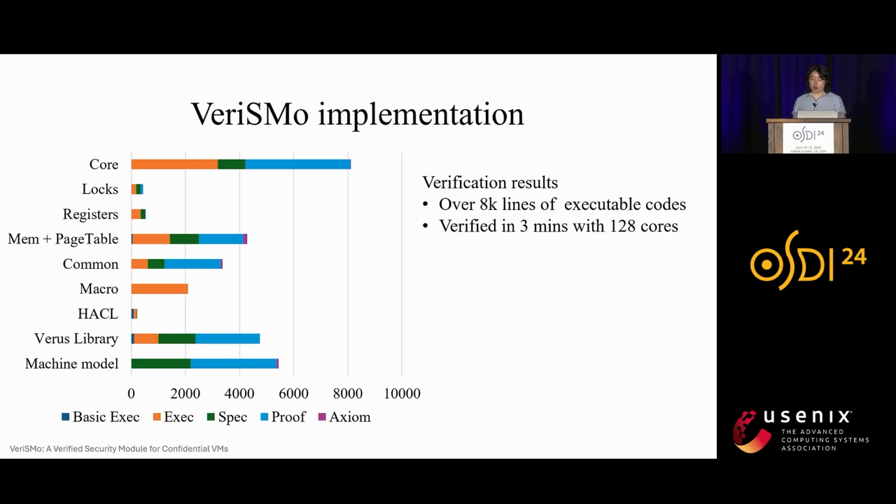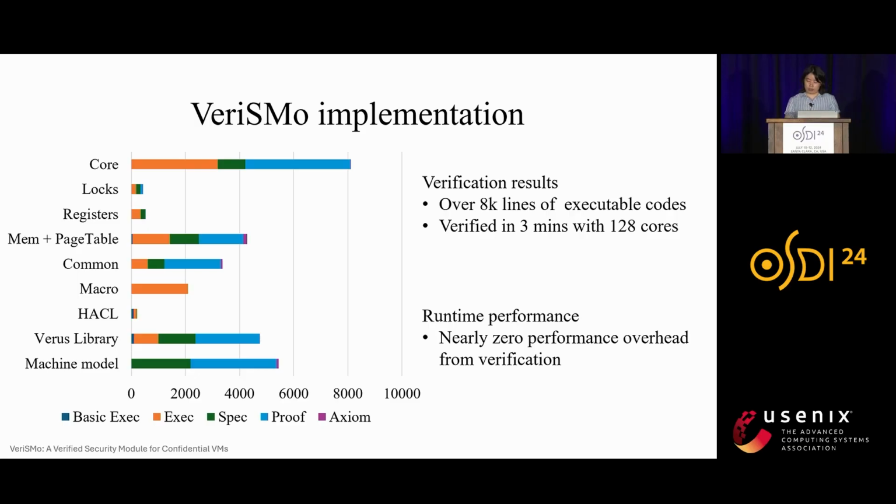And finally, we formally verified 4,000 lines of executable Rust code in 3 minutes in the multi-thread mode using Verus. And we noticed that when we implement VeriSMo using tracked permission, it incurs nearly 0 performance overhead. And that means this is a very efficient way we can use formal verification to implement a security module.